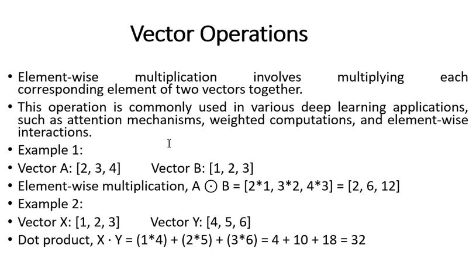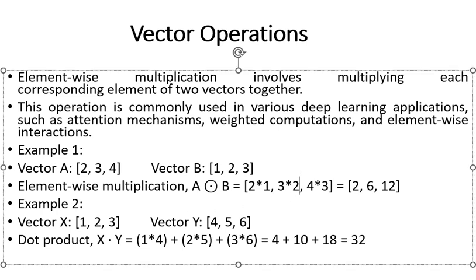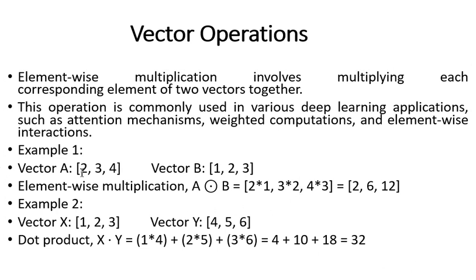Second, vector operations. Vector operations can be done element wise. If you want to perform addition for two vectors, vector A and vector B, we can do A plus B. So 2 plus 1, 3 plus 2, 5, and 4 plus 3, 7. So vector addition is done, and vector subtraction we can do. At the same time, vector multiplication: 2 into 1, 3 into 2, and 4 into 3. So this is the vector multiplication.